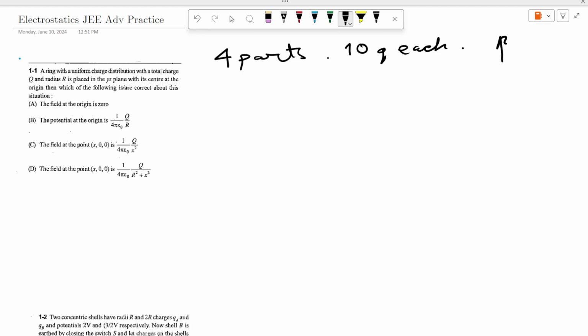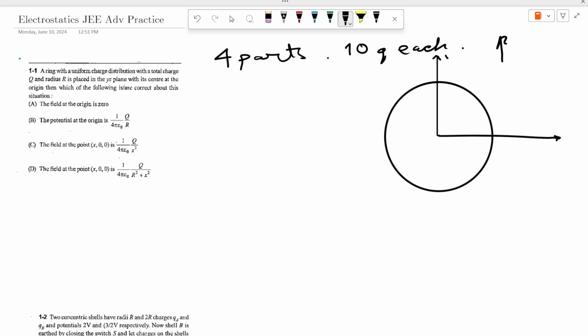Well, let's get started. The first question says a ring with uniform charge distribution with a total charge Q and radius R is placed in the YZ plane with its center at origin. Okay, so let us draw the YZ plane, and this is 0, 0 and 0, and with respect to it is the x-axis. Now, which of the following statements is or are correct about this situation?